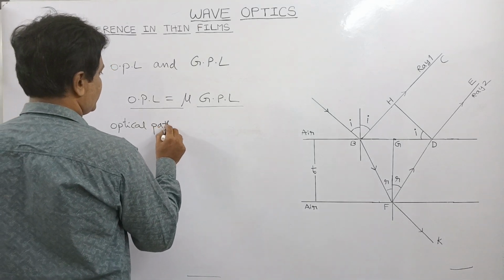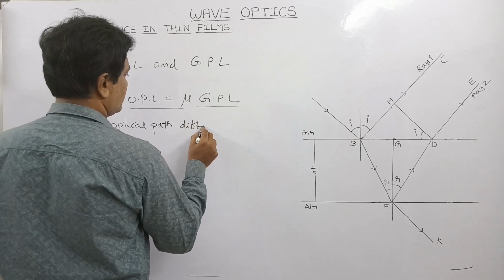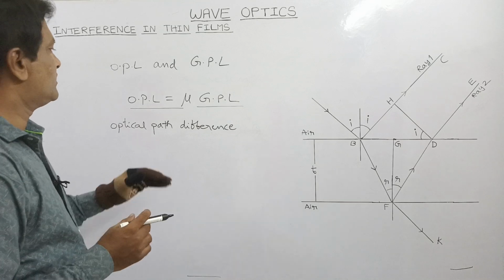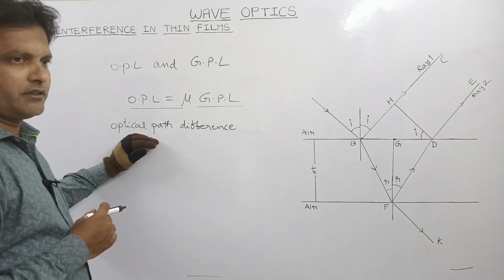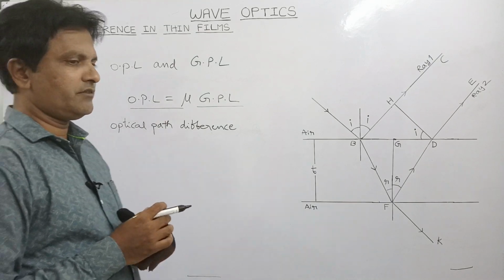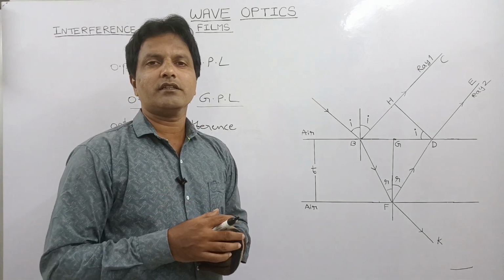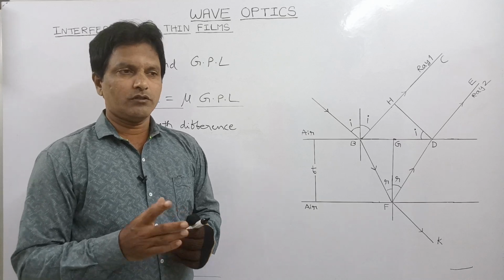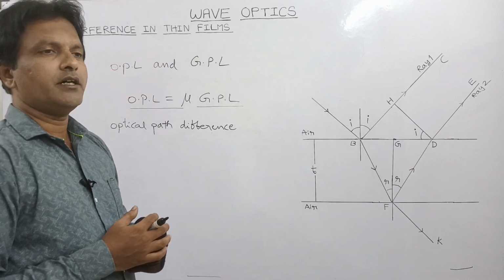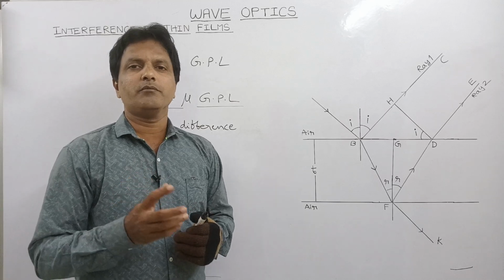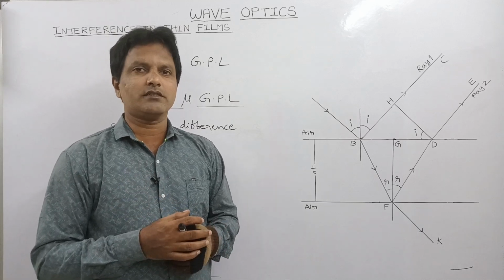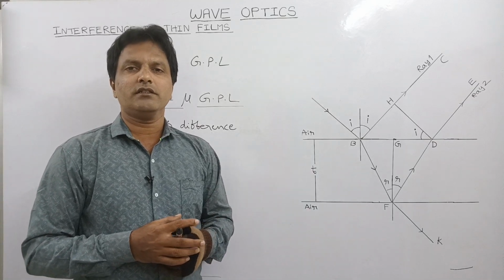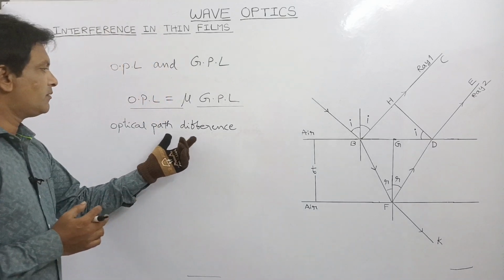Optical path difference is the criterion to understand the phase difference. By understanding the optical path difference, we can understand the phase difference, and by understanding the phase difference, we can derive the conditions for maxima and minima. That is, whether the rays interfere to form a constructive pattern or a destructive pattern. These patterns are called constructive interference and destructive interference. So what is optical path difference?